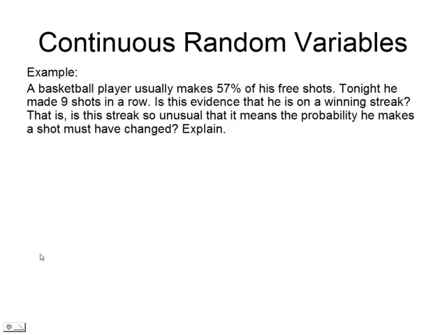A basketball player usually makes 57% of his free throws. Tonight he made 9 shots in a row. Is this evidence that he is on a winning streak? That is, is this streak so unusual that it means the probability he makes a shot must have changed? Explain.